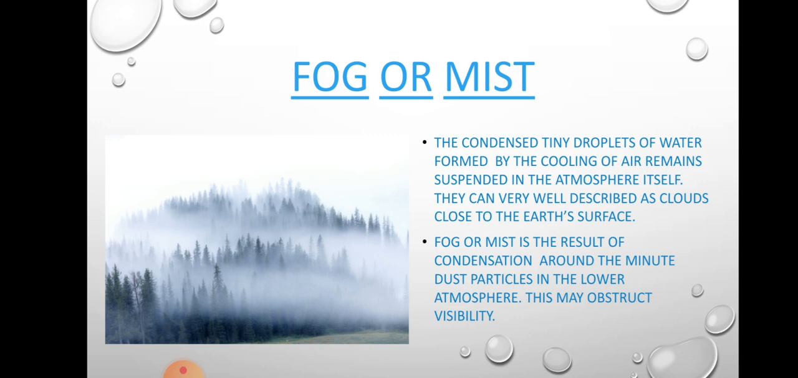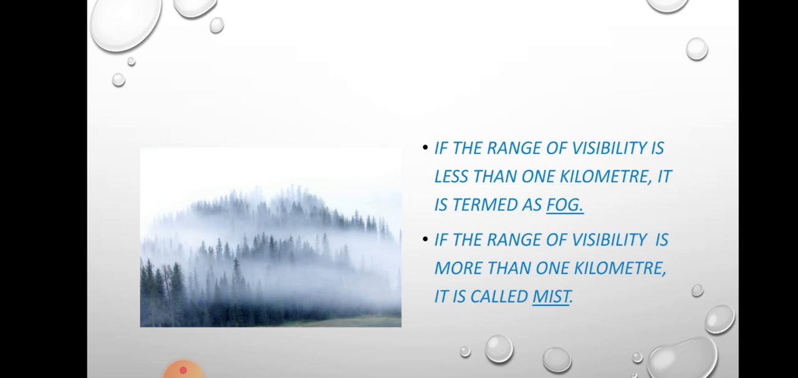the water vapor in the air and form a cloud-like condensation, and this is known as fog or mist, which is very close to the lower part of the earth's surface. So what is the difference between fog and mist? It is the density that differentiates them. If the range of visibility is less than 1 kilometer, it is termed as fog.